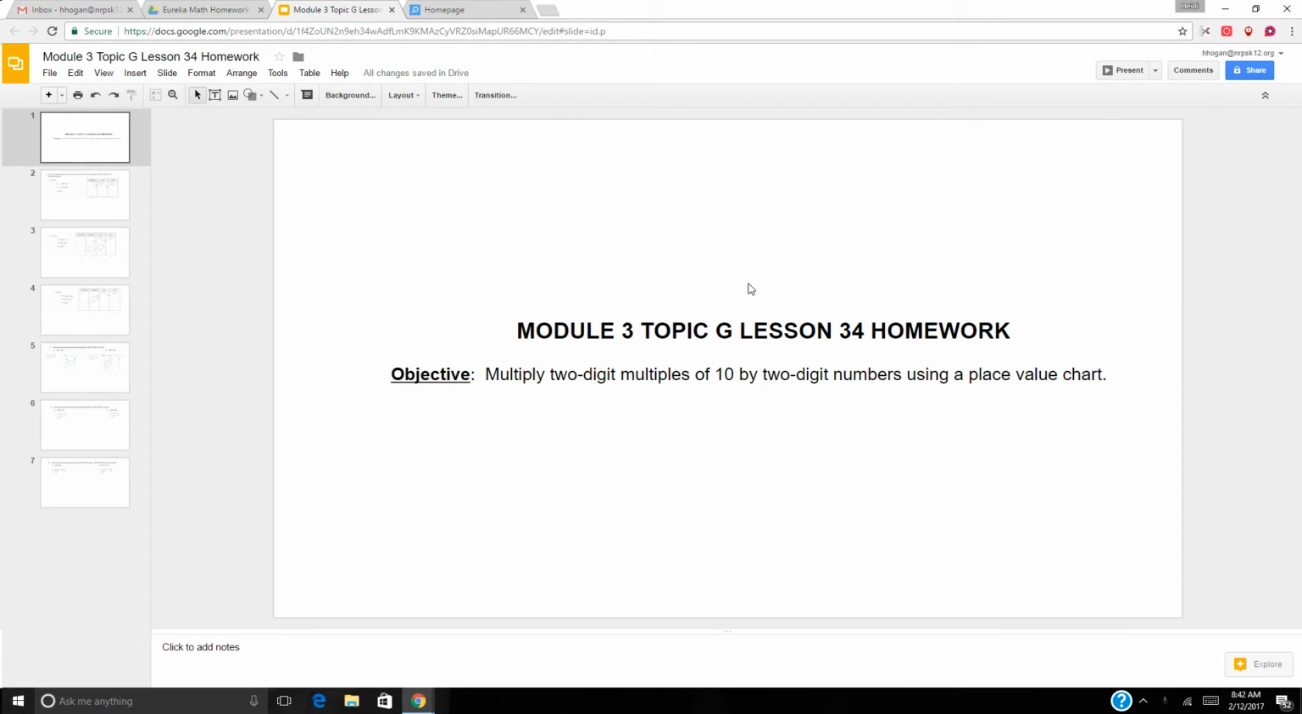Hi, boys and girls. We are now beginning the two-digit times two-digit multiplication, and we're going to start with multiples of 10 using a place value chart. So this is lesson 34.